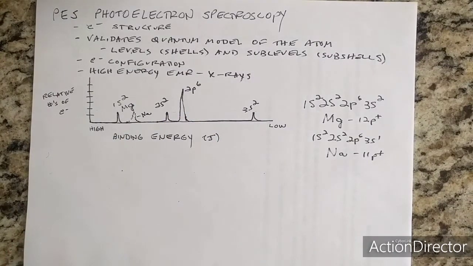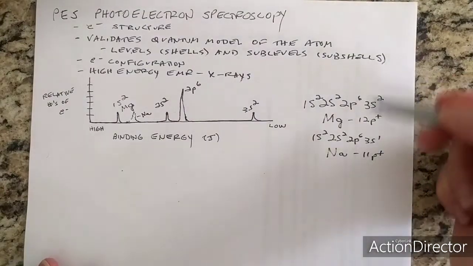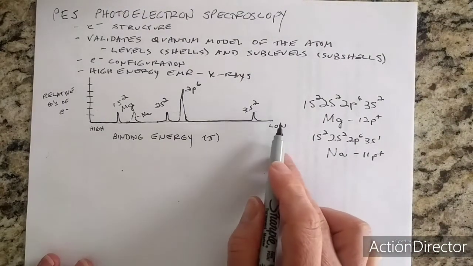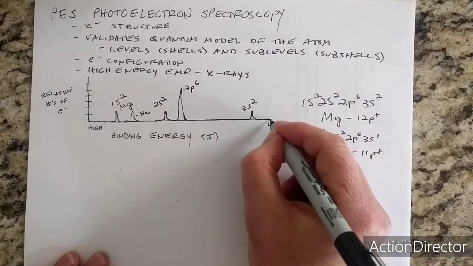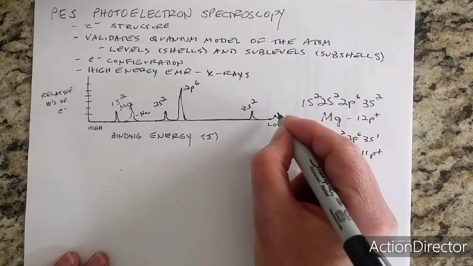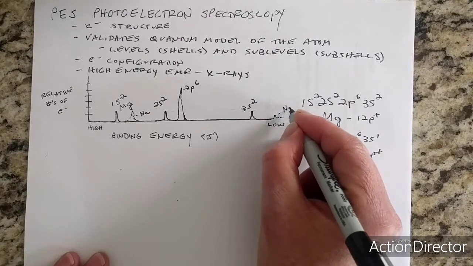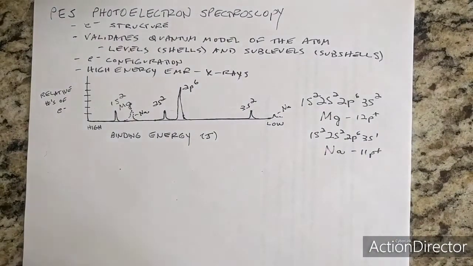If we were looking at sodium's valence electron, that would also be to the right of magnesium's, and it would be half as high. So maybe it would be like that. That would be sodium's 3s electron.